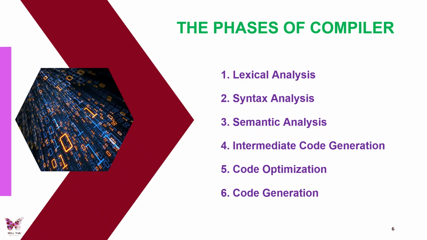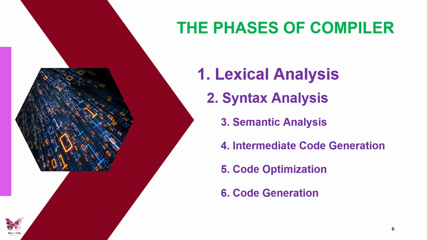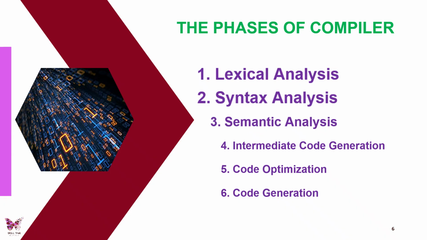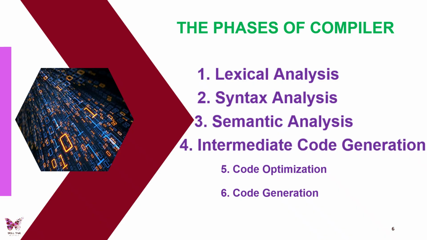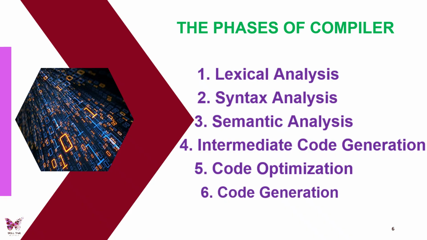This part is our topic, the phases of a compiler. A compiler works in six phases from scanning the source code to generating an object code. The first one is lexical analysis, the second one is syntax analysis, the third one is semantic analysis, the fourth one is intermediate code generation, the fifth one is code optimization, and finally the sixth one is code generation.